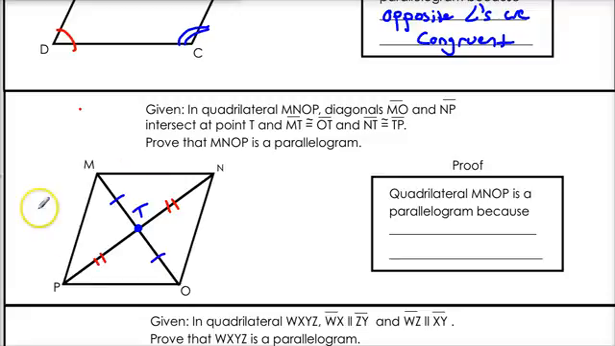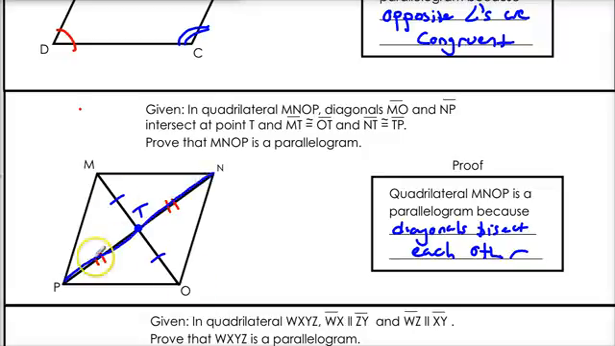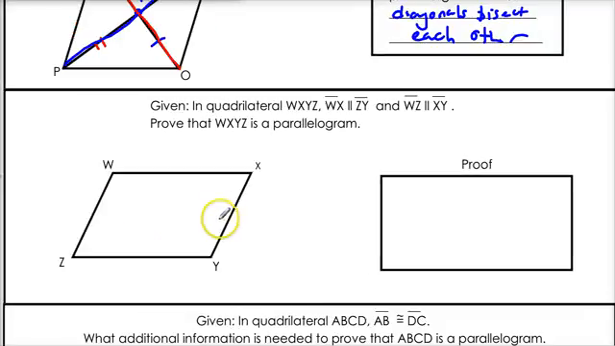So how do I now know that this is a parallelogram? Well, the way is this. We know quadrilateral MNOP is a parallelogram because the diagonals bisect each other. So that means this diagonal right here, PN, cut MO in half into two congruent pieces, this piece and this piece. And MO cut PN in half, this piece and this piece. So since the diagonals bisect each other, it is a parallelogram.